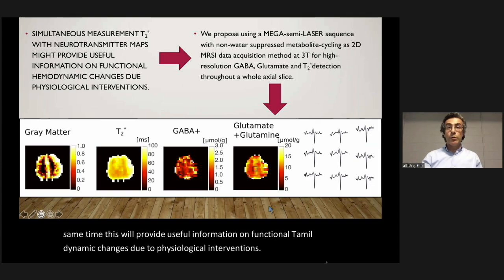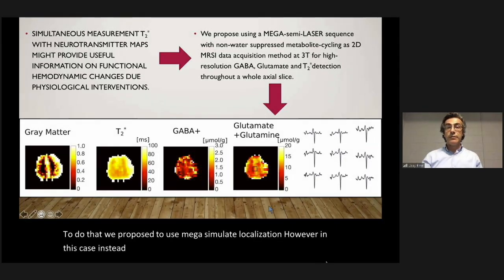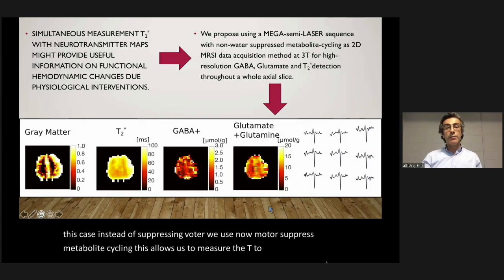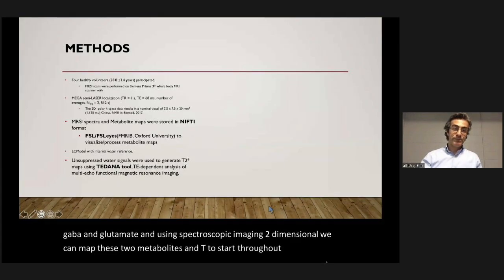To do that, we propose to use MEGA-sLASER localization. However, in this case, instead of suppressing the water, we use non-water-suppressed metabolite cycling. This allows us to measure T2* together with GABA and glutamate, and using two-dimensional spectroscopic imaging, we can map these two metabolites and T2* throughout a whole axial slice.